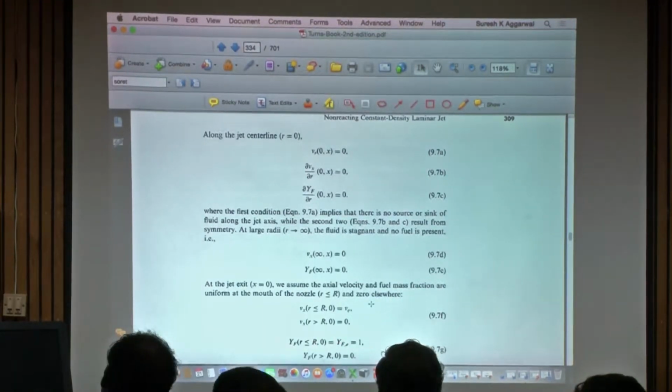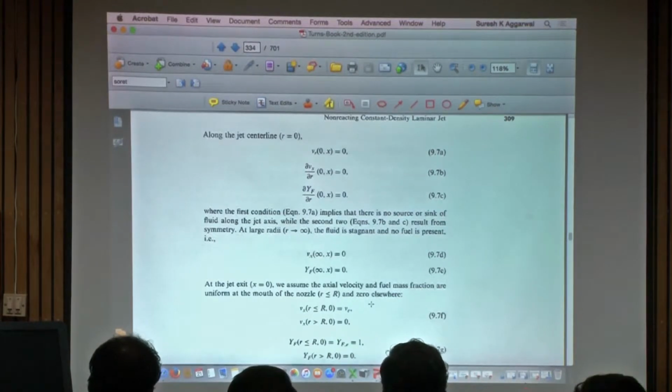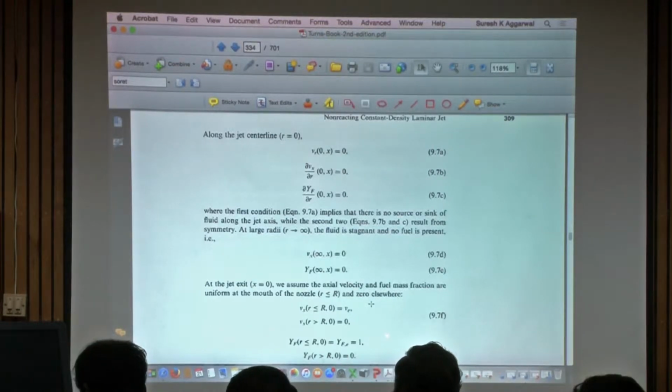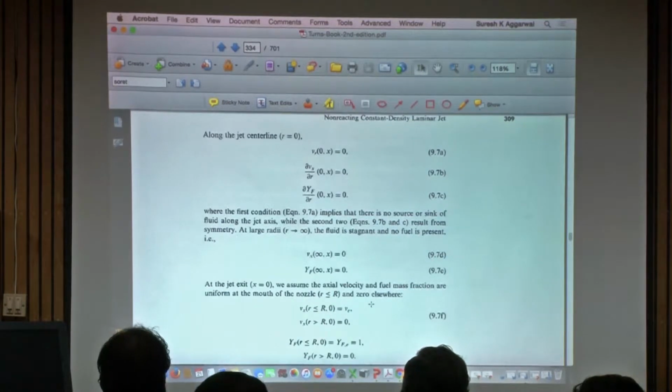Typical value is 1, but you can have dilution with nitrogen and other diluents, then it could be less than 1. And then outside, for r greater than capital R, it is 0. This is at x equal to 0. Okay. So these are the boundary conditions.